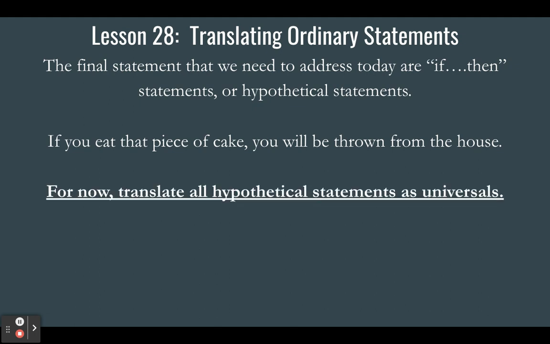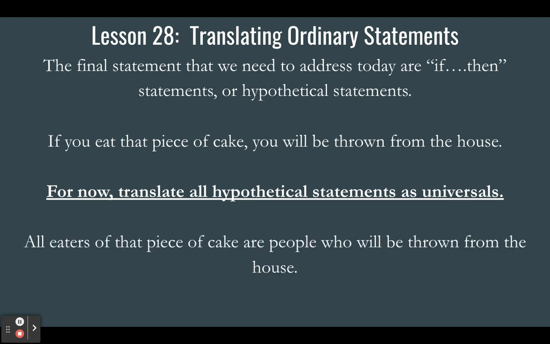So from now on, just for now, we'll learn some nuance later. For now, translate all hypothetical statements as universals. So how would that sound? Okay, well, we're talking about you and eating cake and being thrown from the house. So what we would say, all eaters of that piece of cake. Okay, if you eat that piece of cake, you'll be thrown from the house.